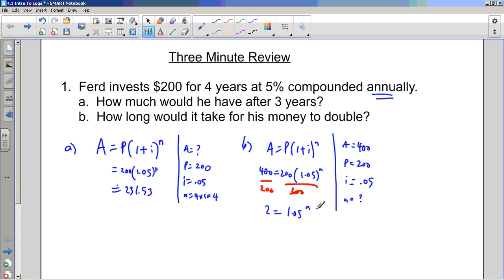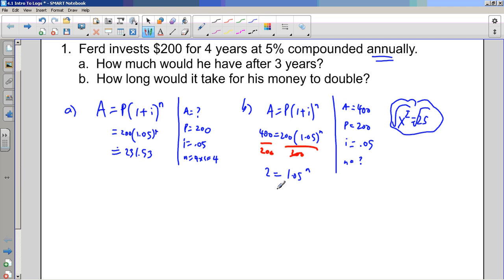We need the operation that gets the n alone. It's not the nth root. Remember, if it was this sort of thing, the unknown is the base. Here, the unknown is the exponent. The opposite operation here would be square root. Those two are inverses. The problem is we don't know the inverse operation of an exponential function.